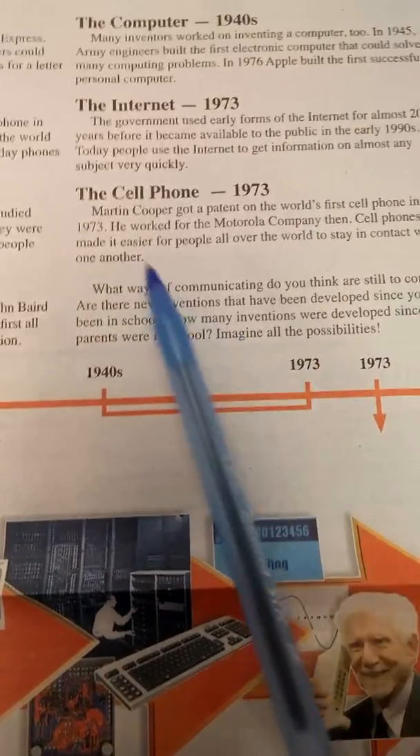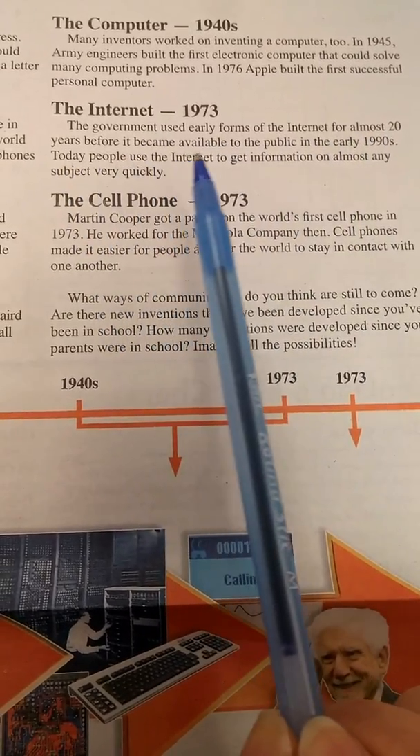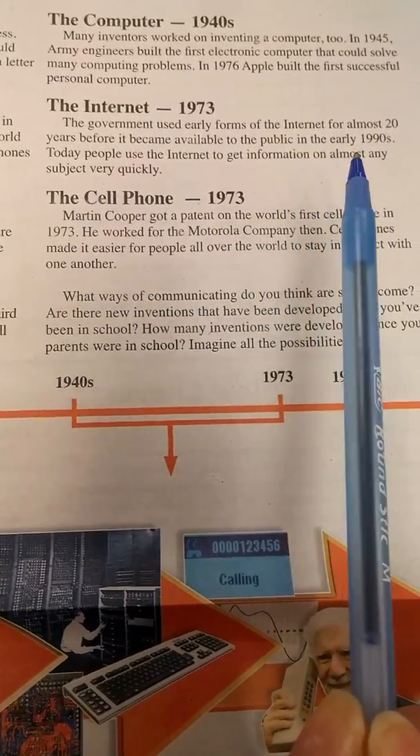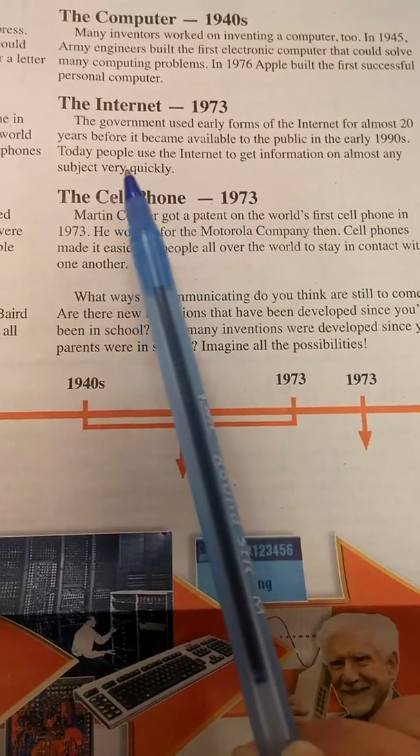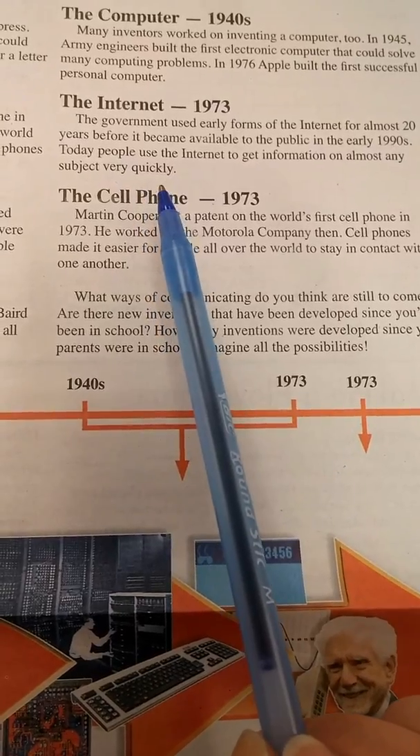The internet was invented in 1973. The government used early forms of the internet for almost 20 years before it became available for the public in the early 1990s. Today, people use the internet to get information on almost any subject very quickly.